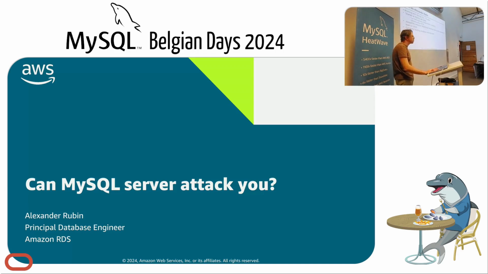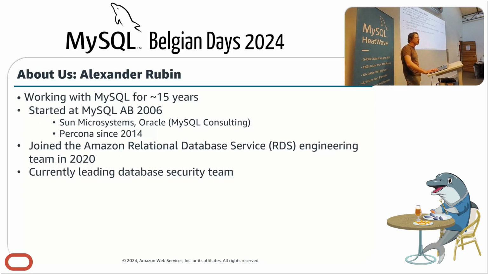So again, my name is Alex. I started at MySQL AB in 2006, worked for Sun Microsystems and Oracle. I joined Amazon Web Services, RDS, Relational Database Service, about 3.5 years ago, and I created a new security team. We call it Red Team. We are doing security research. Our goal is to find any security issues in MySQL, MariaDB, any databases actually. We are trying to attack our own services to be able to find anything there.